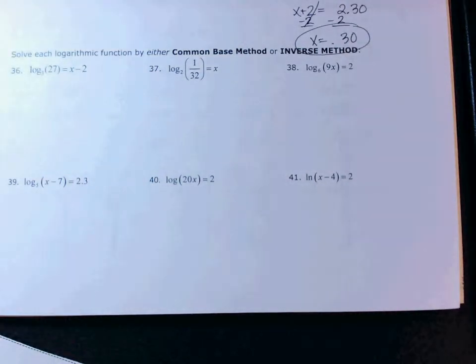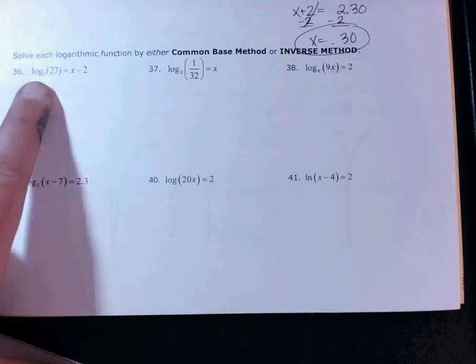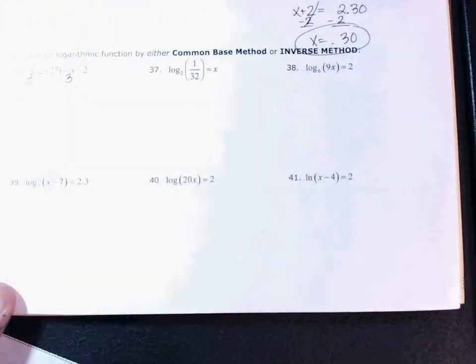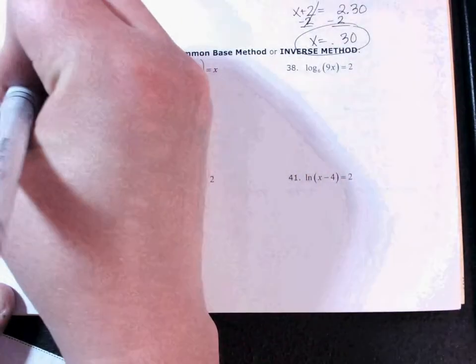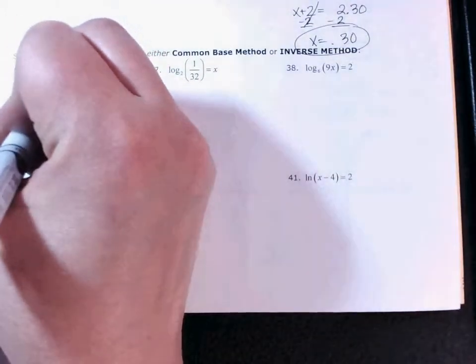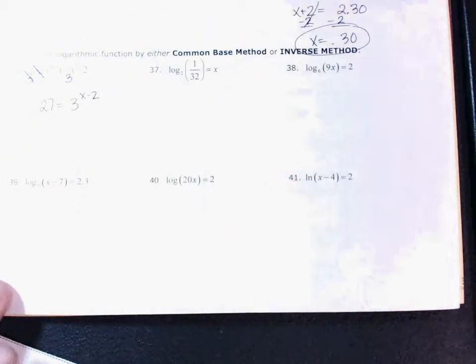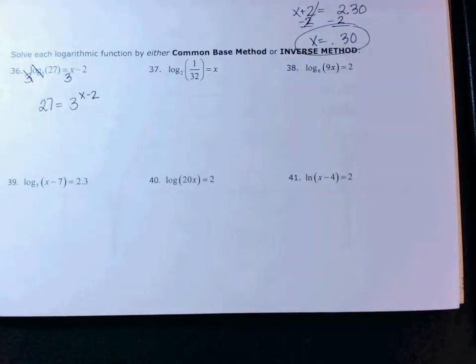Okay, last little section. To cross out logs, you get rid of the log by applying the base on both sides. So, let's say that I'm doing number 36. How do you get rid of a log 3? 3 on both sides. 3 and log 3 cross out. 27 equals 3 to the x minus 2. Now, that one you would have to solve by common base. That's why you have a chart.